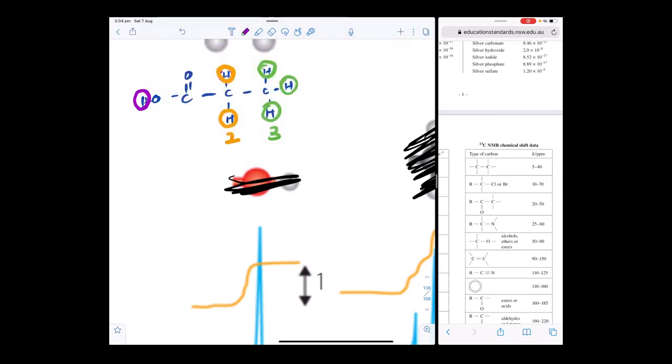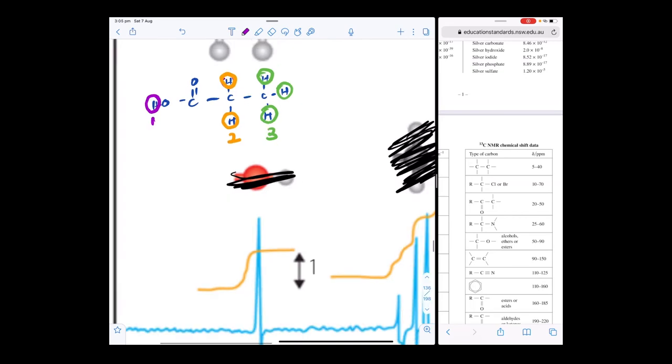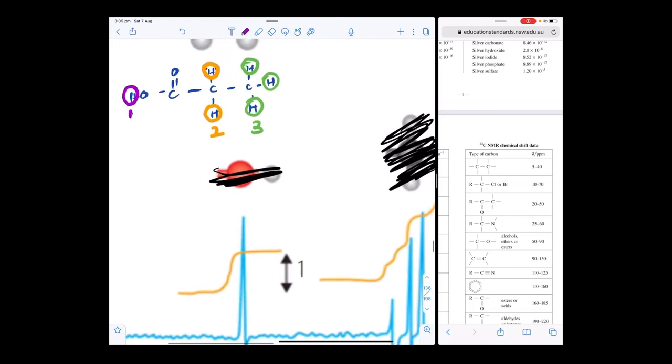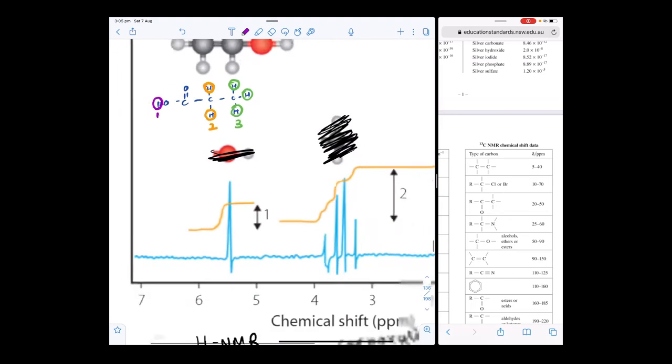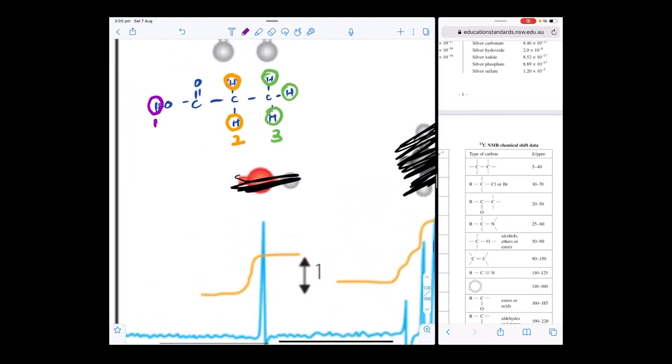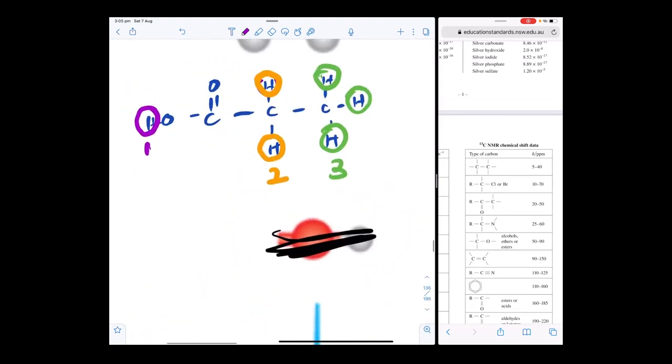So this very well could be propanoic acid. So let's test that theory, right? Now, what you want to do is go from propanoic acid and try linking it to this splitting, right? So let's talk about the shielding and deshielding of all these hydrogen environments.